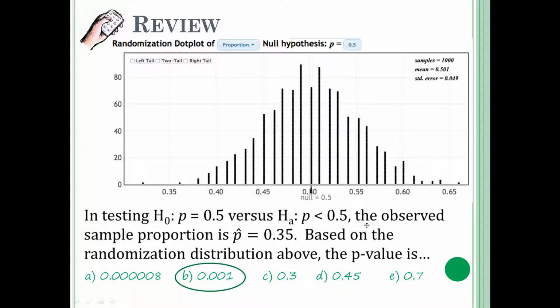So if you look at the alternative hypothesis, you notice that this is p less than 0.5, so you know this is a left tail test, so you're looking to the left side. What you do is take the sample statistic 0.35 and look at how extreme it is. If I look at 0.35, I see only one dot to the left of it, and that's one dot out of 1000. So the p-value will be 1 out of 1000, which is 0.001.